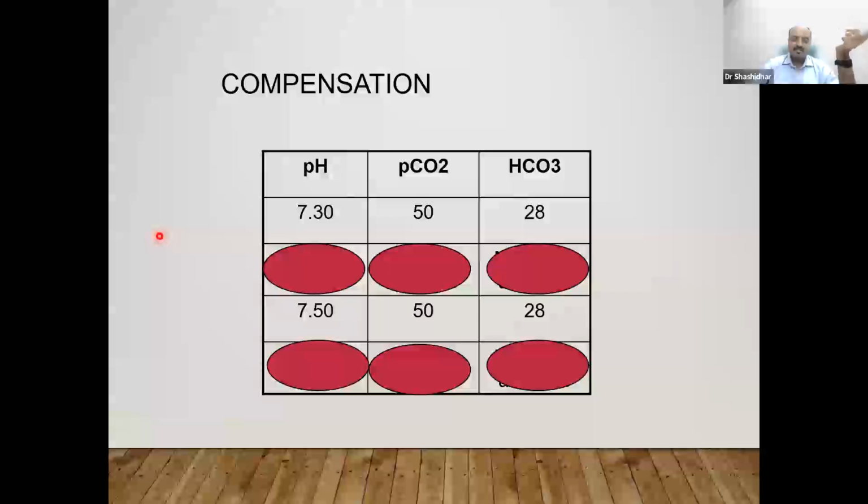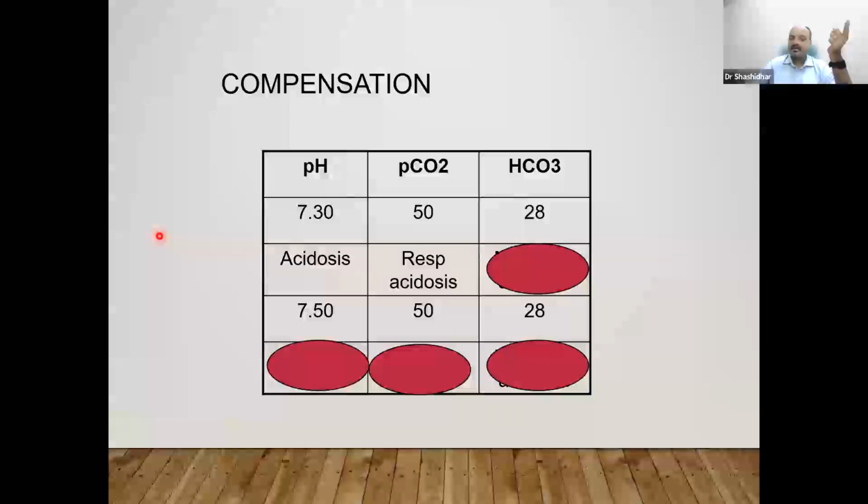Okay, pH is the first rule. pH is acidosis, right? Can bicarb explain the pH? Can PCO2 explain the pH? PCO2 is higher than normal. So there is respiratory acidosis.